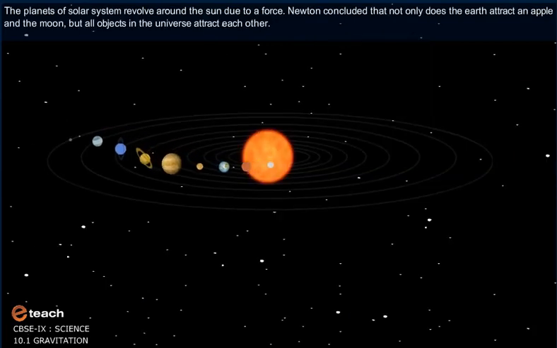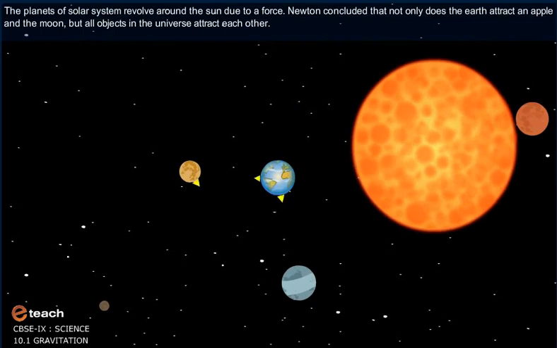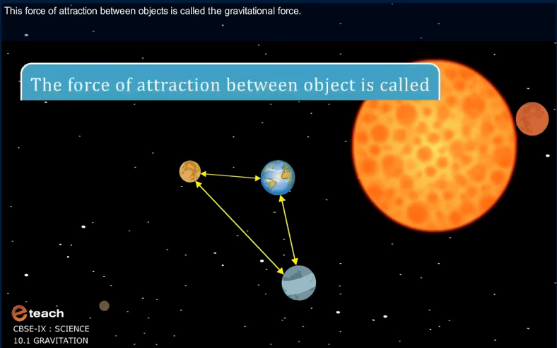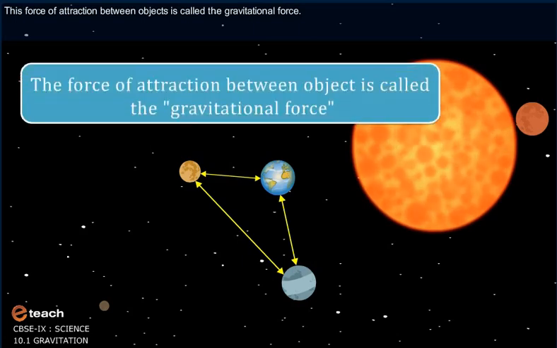The planets of the solar system revolve around the sun due to a force. Newton concluded that not only does the earth attract an apple and the moon, but all objects in the universe attract each other. This force of attraction between objects is called the gravitational force.